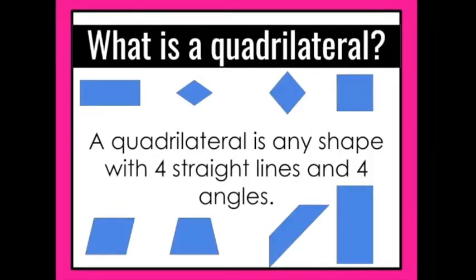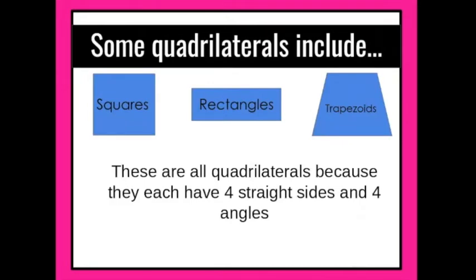What is a quadrilateral? A quadrilateral is any shape with 4 straight lines and 4 angles. Some quadrilaterals include squares, rectangles, and trapezoids. These are all quadrilaterals because they each have 4 straight sides and 4 angles.